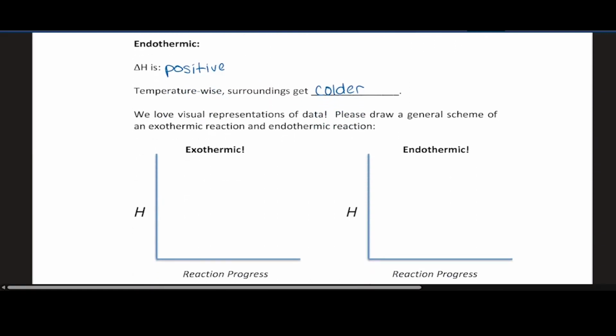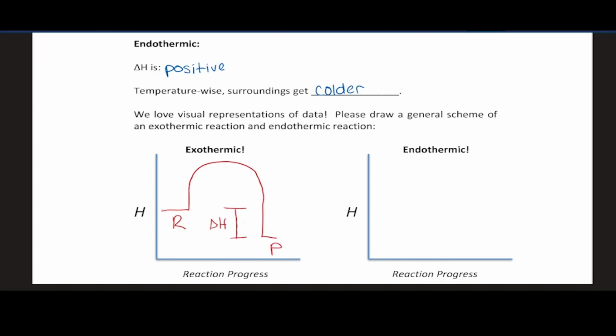So when we have an exothermic reaction, this means that our reactants are going to be higher in energy than our products. So our reactants are here and our products are here. Our delta H will be measured from our products to our reactants, thus being negative as our products are lower than our reactants.